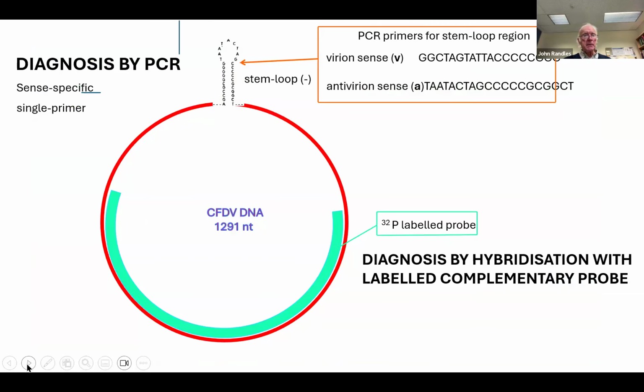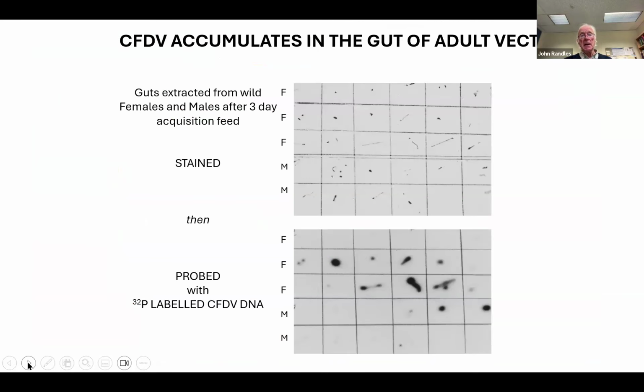So the control is directed at identification of the virus. These days, diagnosis is by PCR, and also we can simply make a hybridization probe labeled with a radioactive or some other non-radioactive nucleotide, and use that for diagnosis. Next slide. And so when we take insects, males and females here, we've just squashed the guts onto a nylon membrane, and we can probe them with a labeled probe, in this case radioactive, and both the females and the males have detectable virus in them of the adults.